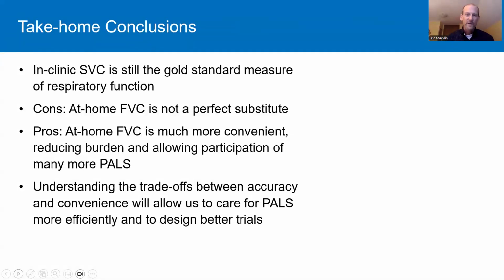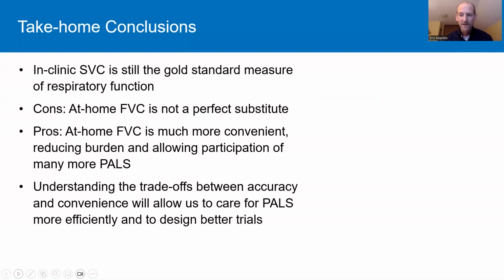So what do we conclude? Slow vital capacity probably does deserve to remain our gold standard at this point from what we've seen here. FVC is not a perfect substitute for that. There are things that we would have missed or misjudged if we'd relied solely on home spirometry and at-home FVC.